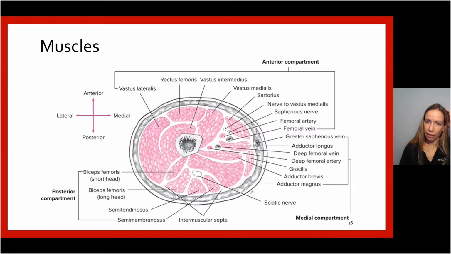This is a superior cross-section of the thigh, and it's just to illustrate the muscles which are located anteriorly, so our anterior compartment. Posteriorly, we have our hamstring muscles, which we'll talk about in the next chapter, and then the medial compartment, so generally our adductor muscles.